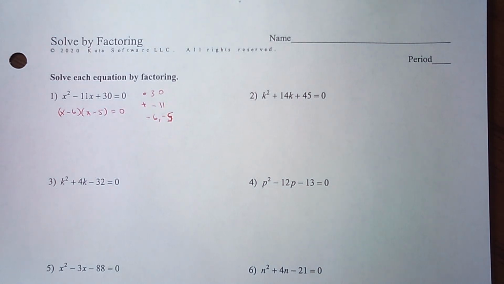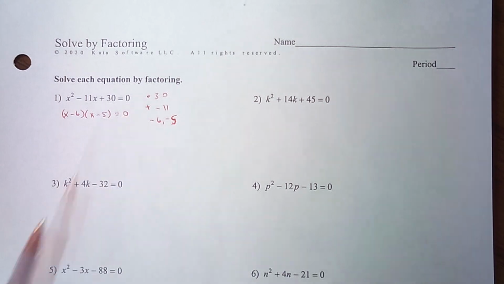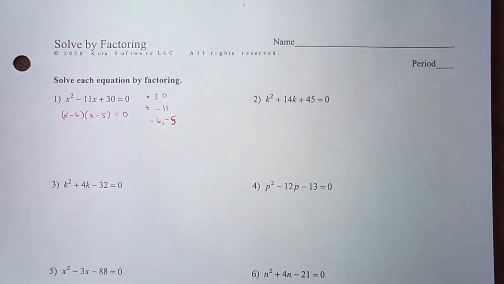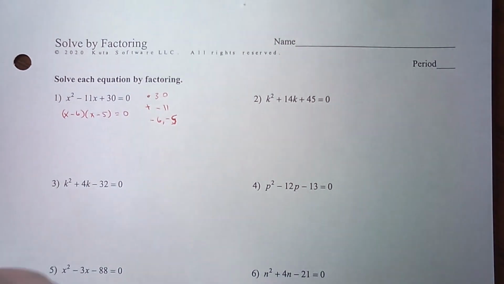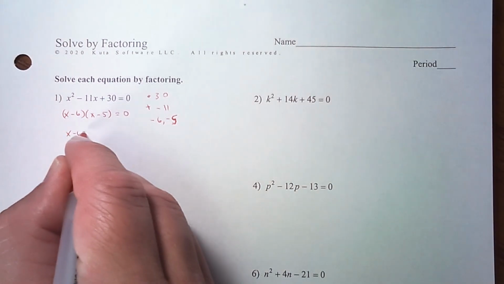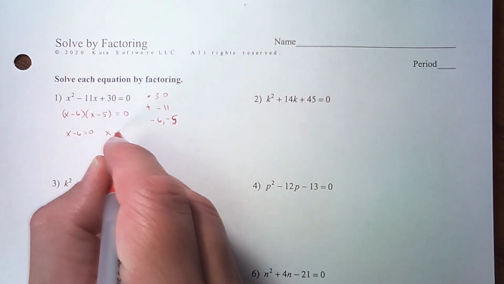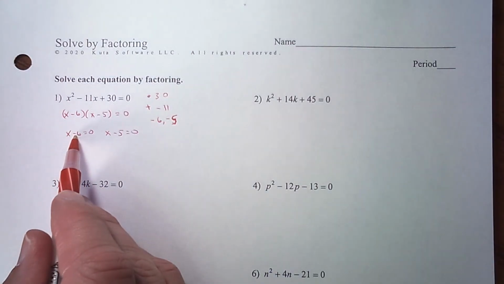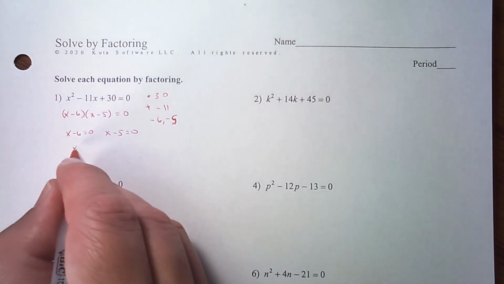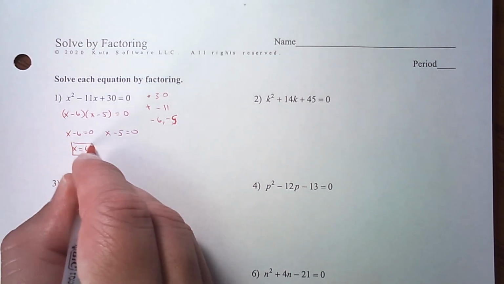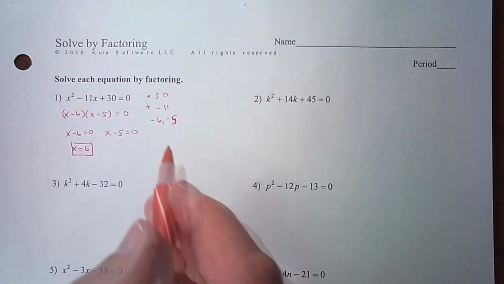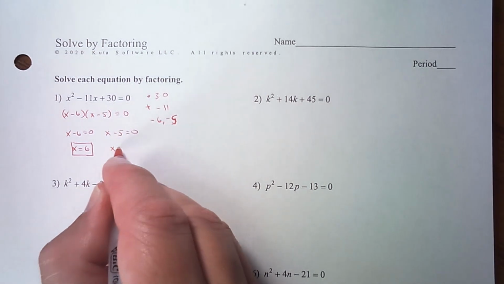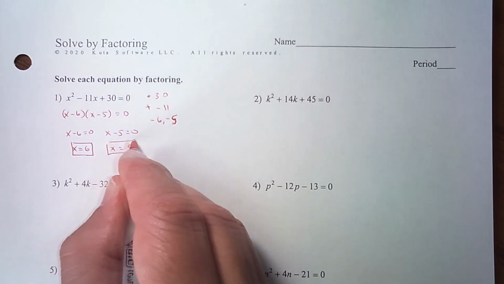Now anytime something multiplies to make 0, then at least one of the factors has to be 0, which means either x minus 6 equals 0 or x minus 5 equals 0. So that gives us two possible solutions. Now if I add 6 to both sides, I get x equals 6. So there's one of my possible solutions. And if I add 5 to both sides, I get x equals 5. There's my other solution.